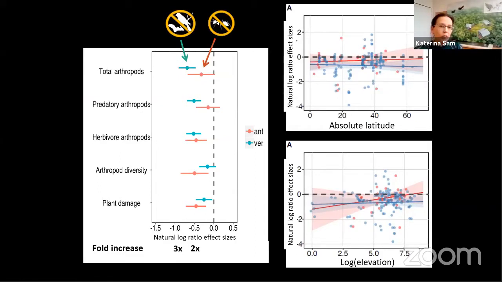Or it can be simply an artifact of the method, because by the methods with which you are removing the ants, you are actually also removing the predators.